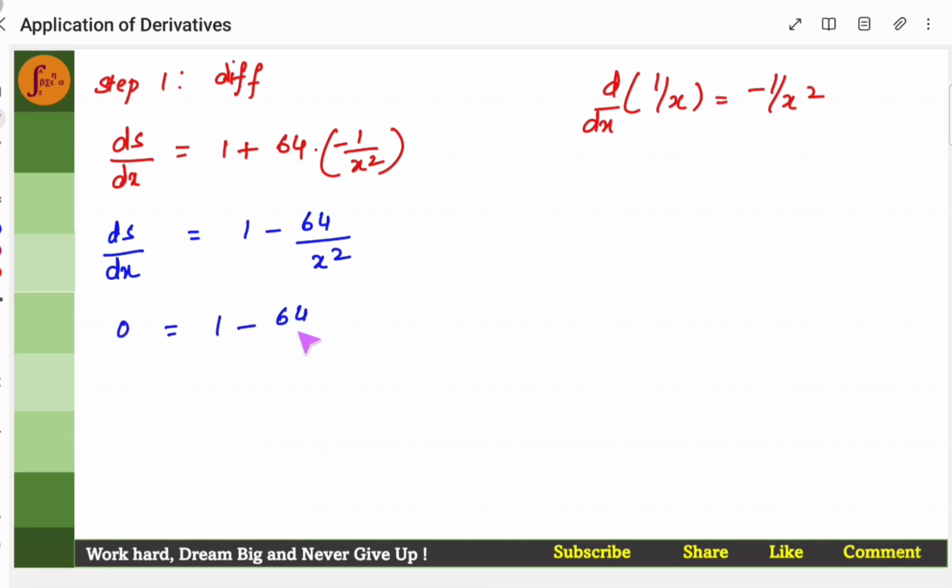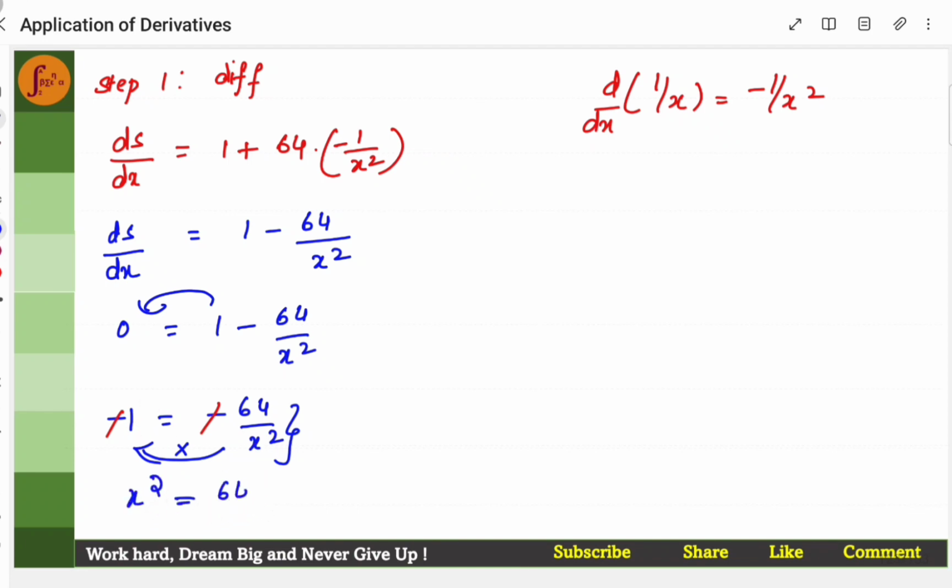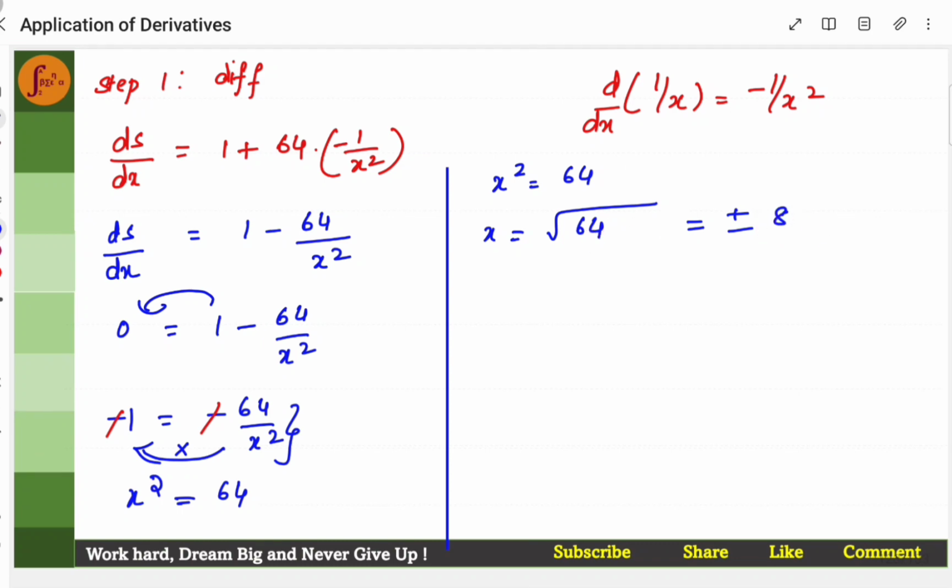So I'll get 1 minus 64 by x square equal to 0. I'll shift 1 this side, so it will become minus 1 is equal to minus 64 by x square. Minus and minus will get cancelled. I'll shift x square this side. This is under division, so when I shift, it will become multiplication. So x square into 1 is x square is equal to 64. X square is equal to 64 means x is equal to square root of 64. Whenever there is a square root, it can be plus or minus. Square root of 64 is 8, so it can be plus 8 or minus 8.